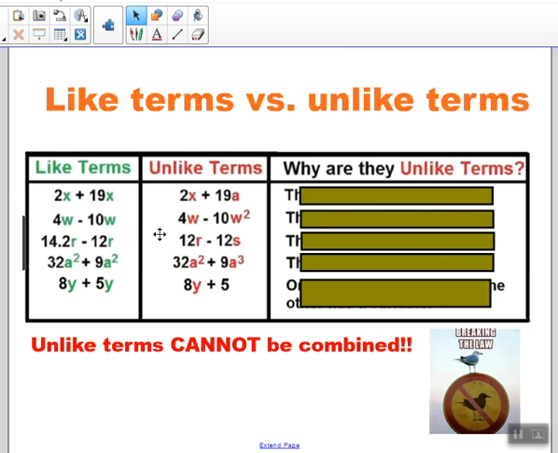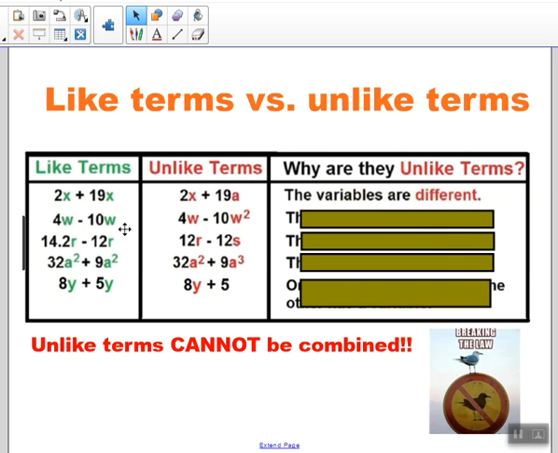Now, let me show you some examples of like terms versus unlike terms. These are all like terms because they have the same variable to the same exponent. Okay, so 2x and 19x, we can combine those like terms, but these ones we can't. What do you notice that's different about those? You're right, they have different variables. You can't combine this one with that one because you have a different variable.